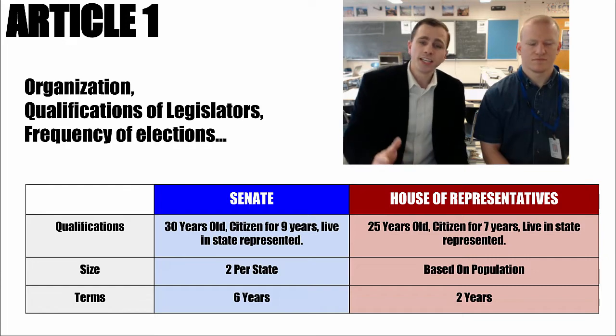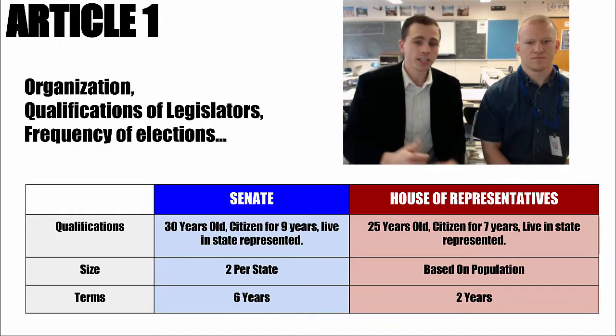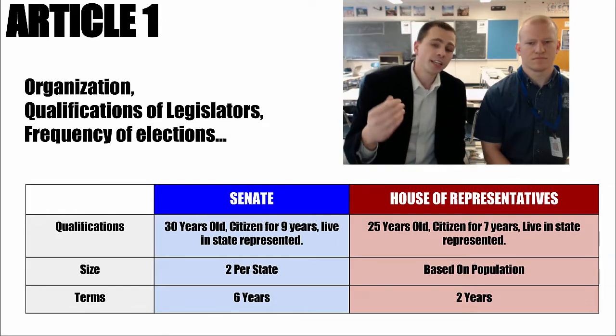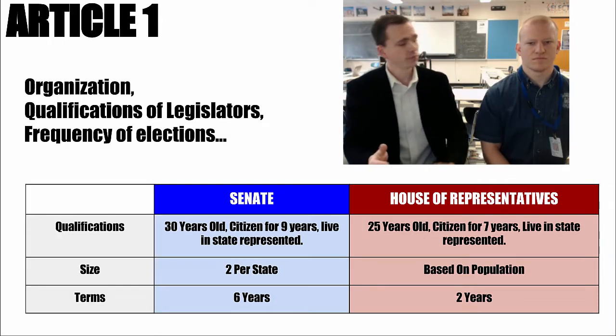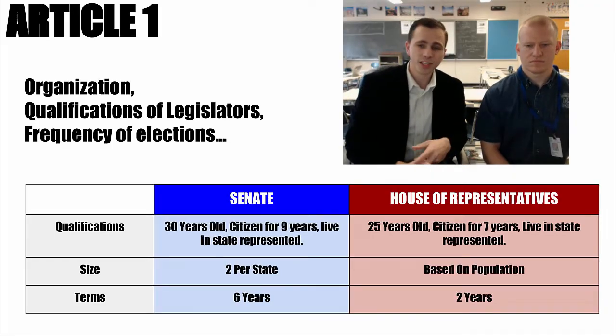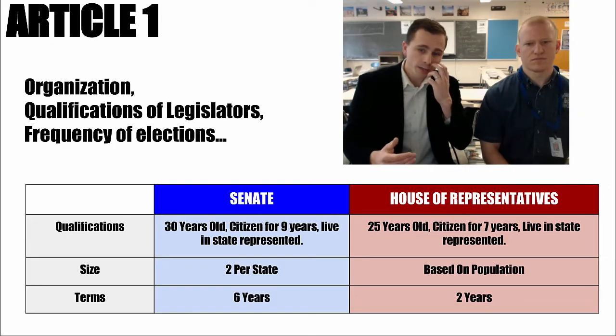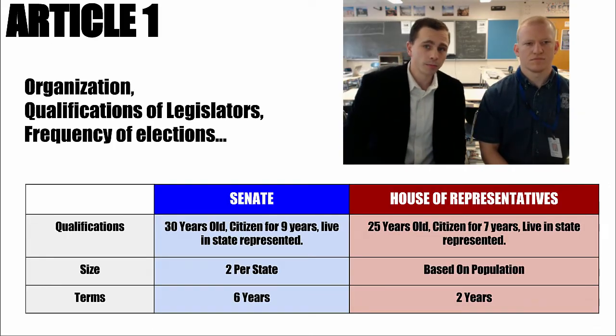So, for instance, in the Senate, you have to be 30 years old, a citizen for 9 years, and live in the state. There are 2 per state, and they're 6-year terms. However, in the House of Representatives, you only have to be 25 years old, a citizen for 7 years, living in the state. Based on population, it's 435 right now, and you have 2-year terms in the House of Representatives.